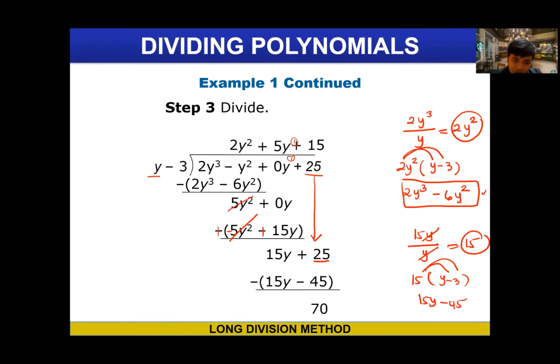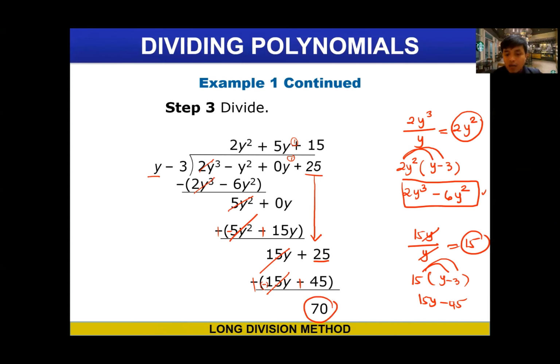Now we subtract. In subtracting, we will change all the signs here. This becomes positive and this becomes addition now. So cancel this one. As you notice, all the first terms a while ago are being canceled. Now, 25 plus positive 45 is 70. So that's how we divide.